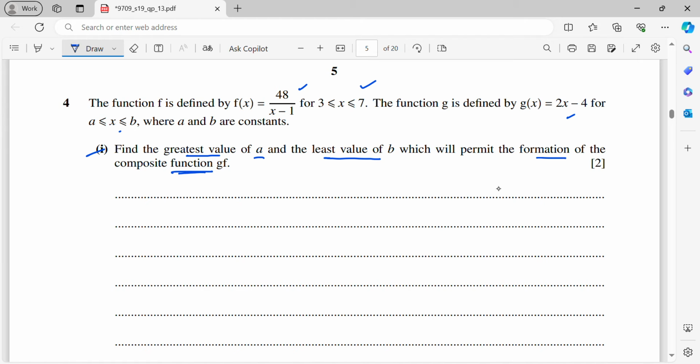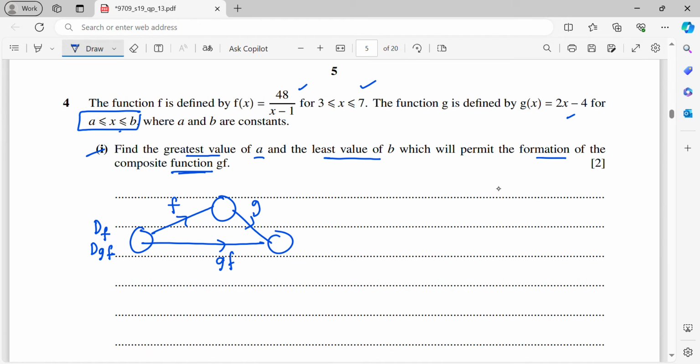Okay, so now I will refer to this diagram. When you form the gf, you are substituting f into the g. Okay, so you solve the f first. So now for your information, this is the domain of f and also the domain of gf. Now, to get the A and B, look at the A and B. These A and B are the domain for g.